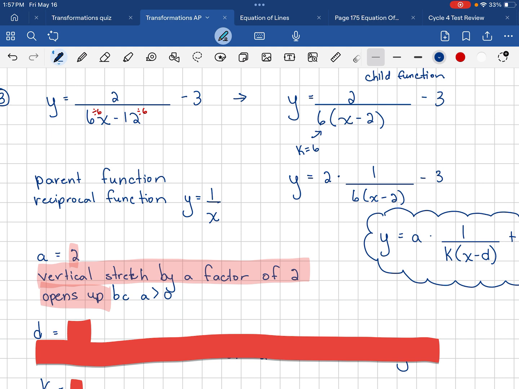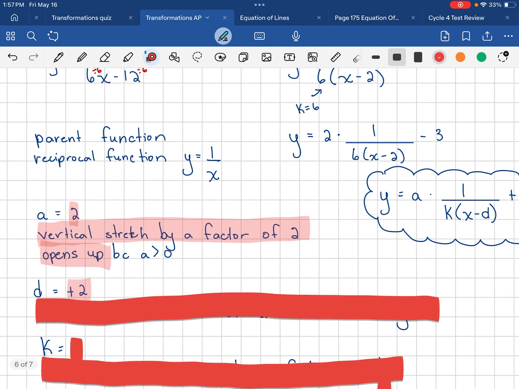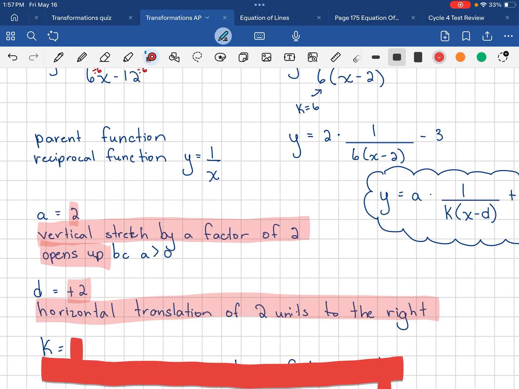So now if we move over and look at the K value, the K looks like negative 2. It really does. But you have to make sure you use the opposite. So it's actually plus 2. So if I click on that, you'll notice that, sorry, not the K value, the D value. The D value is plus 2. And the D value is always a horizontal translation. And because it's plus 2, it's a horizontal translation of 2 units to the right.